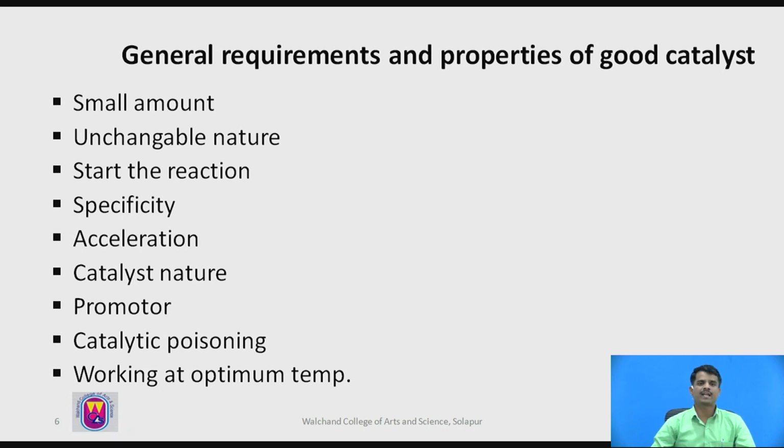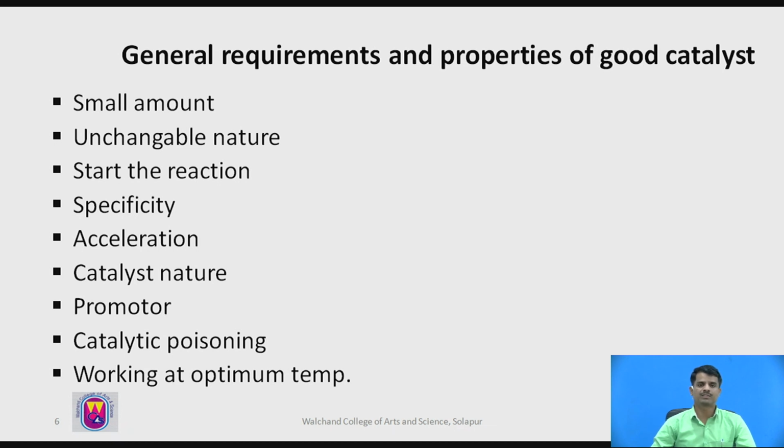Next one, the catalyst nature. Here, the activity of the catalyst highly depends upon the catalyst surface. A surface having more defects, more pores or crevices, some grain boundaries, provides more active centers. Hence, the catalyst surface must have some defects. It gives more active centers, and hence provides more efficiency for the catalyst.